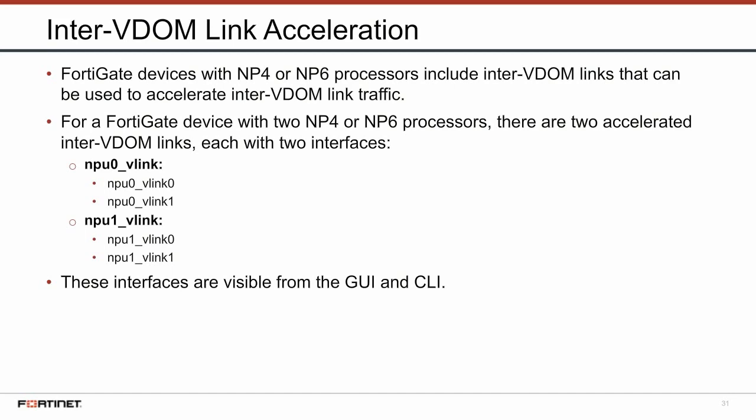By default, the interfaces in each inter-VDOM link are assigned to the root VDOM. To use these interfaces to accelerate inter-VDOM link traffic, assign each interface in the pair to the VDOMs that you want to offload traffic between. For example, if you have added a VDOM named new-VDOM to a FortiGate with NP4 processors, you can click System, Network, Interfaces, and edit the NPU0-VLink1 interface and set the VDOM to new-VDOM. This results in an accelerated inter-VDOM link between root and new-VDOM.